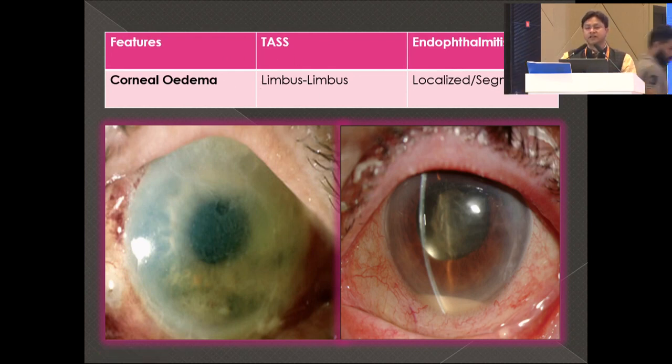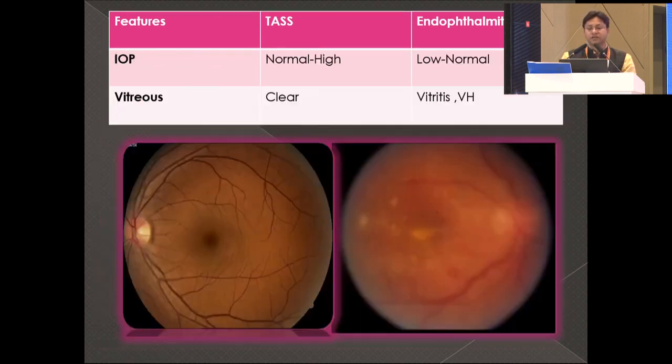Now this is the most common feature which anyone can identify simply by sitting at a slit lamp. In the case of TASS, you see from limbus to limbus, the whole limbus, 360-degree limbal to limbal corneal edema. But when we see endophthalmitis, it is usually localized or in some segment initially, and later on it will move anywhere. So limbal to limbal corneal edema, or full corneal involvement as an edematous cornea, is an important feature of TASS.